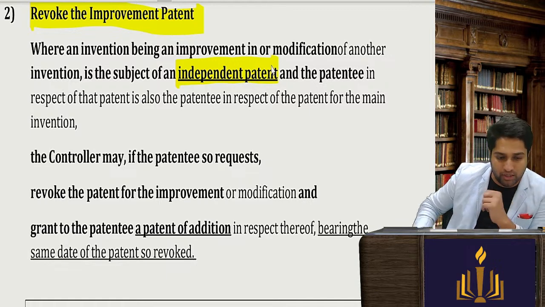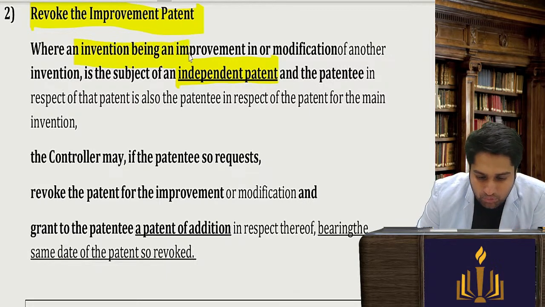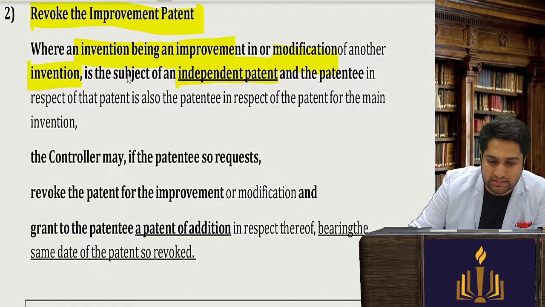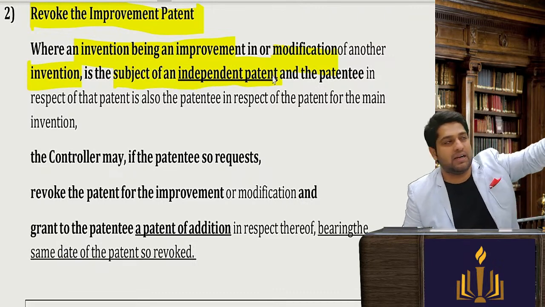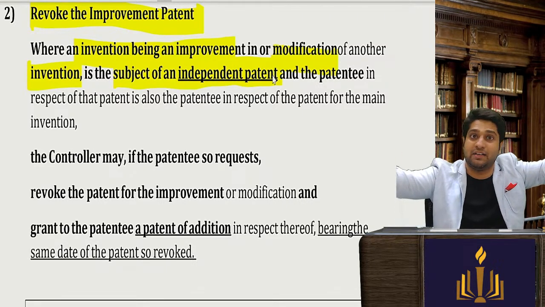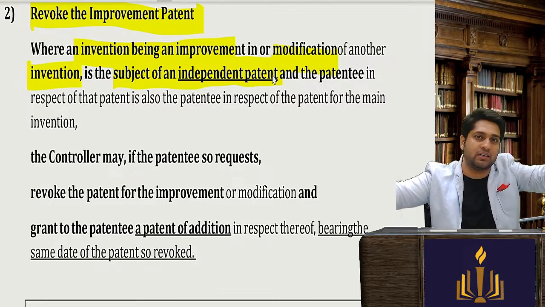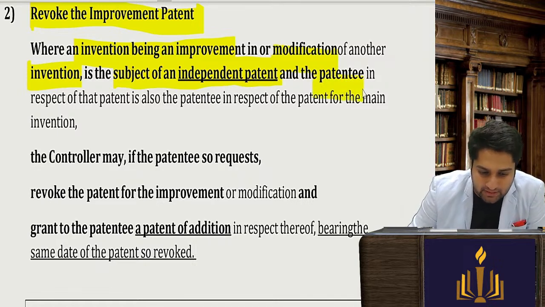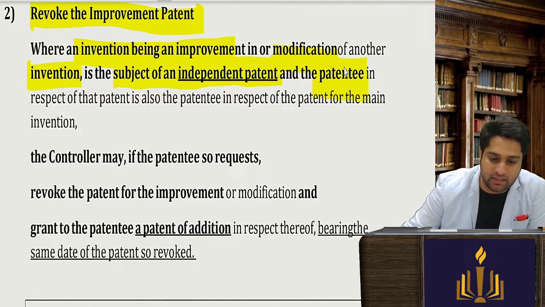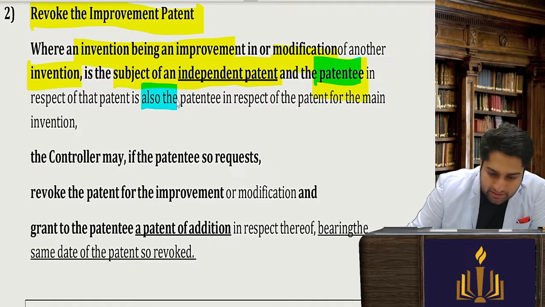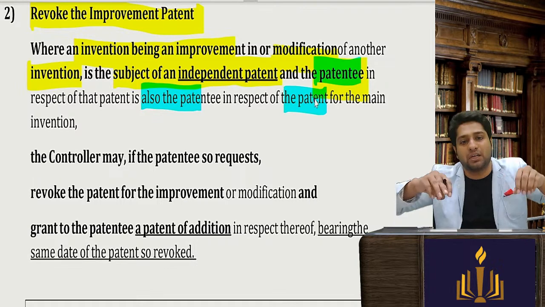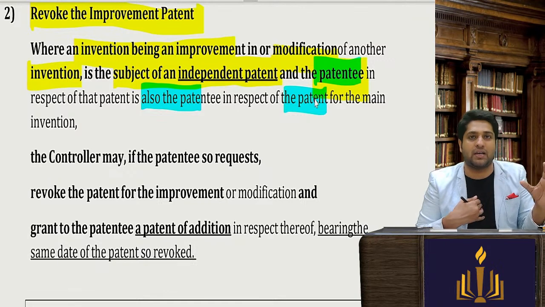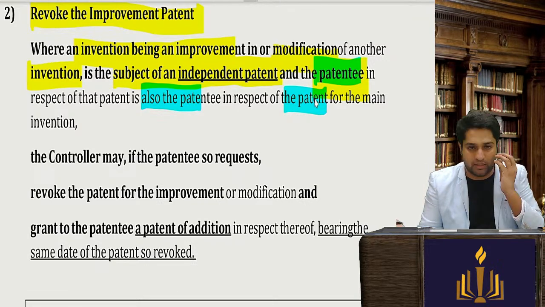So you can say, let's merge it up. Okay, so where an invention being an improvement or modification of another invention which is the subject of an independent patent, means an independent patent is applied and there is another invention which is actually an improvement or modification of the original thing, and the patentee is also the patentee in respect of that invention. Again, a third party is not covered. It has to be the creator who is making product A and product B.